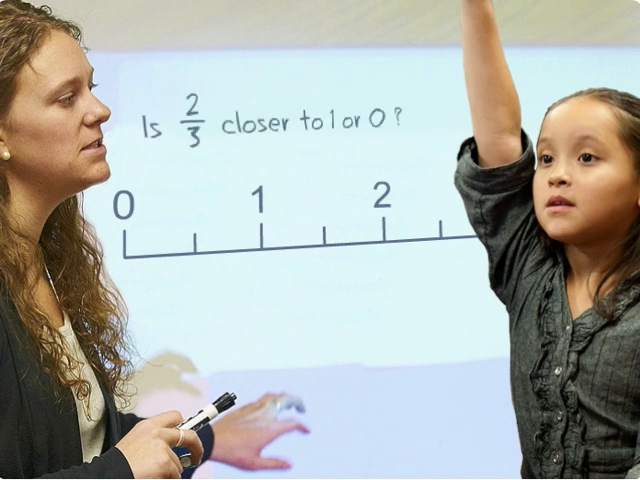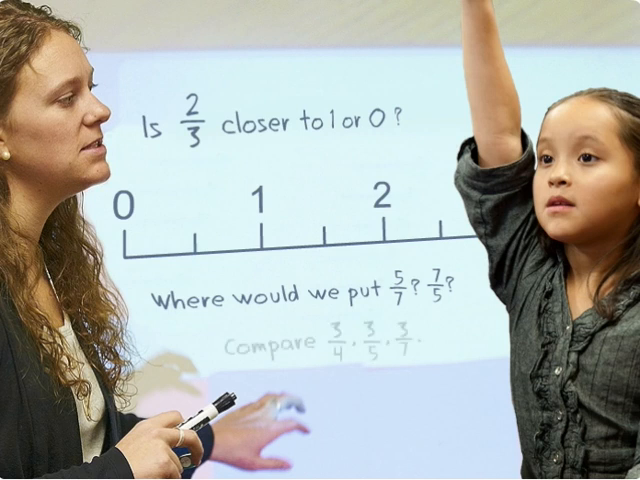Is 2/3 closer to 1 or 0? Where would we locate 5/7 on a number line? What about 7/5? Compare several fractions with the same numerator, such as 3/4, 3/5, and 3/7.